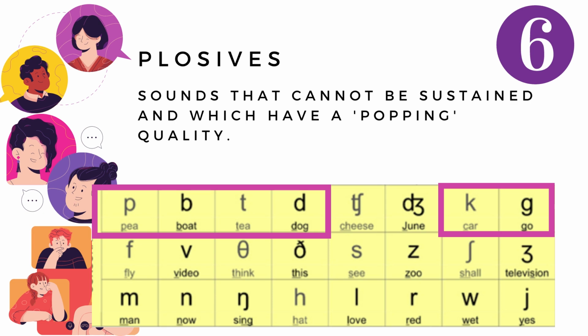P, P. When you produce the sound of letter P, what happens is your upper and your lower lip close for a moment, then it is followed by a release of air. P, P. In the English language, we have a total of 6 plosives. We have P, B, T, D, K, and G.